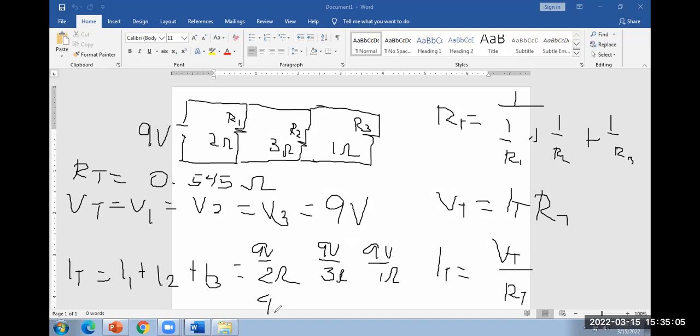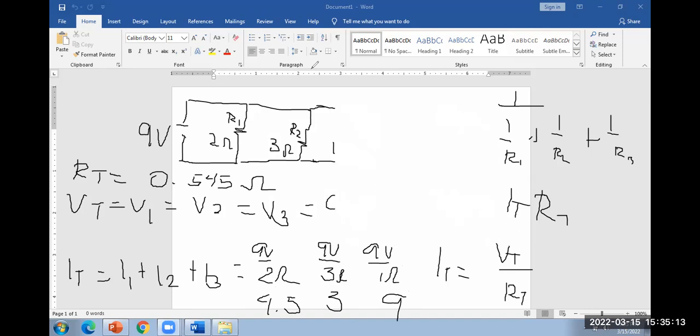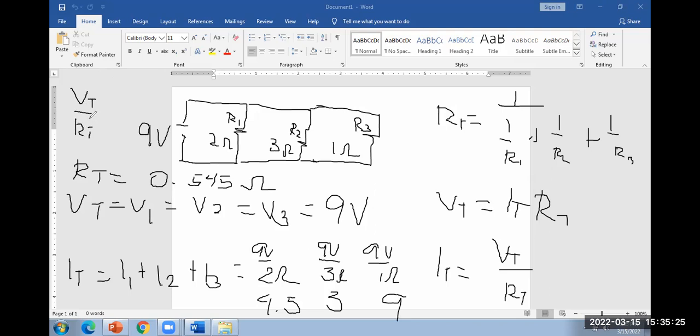So this is 4.5. Then this is equivalent to 3. This is equivalent to 9. So 4.5. So the total current is 16.5, which is VT over RT. So ayan naging 9 volts divide 0.54. So that is 16.6. So 4.5 plus 3 plus 9, that is 16.5 or 16.6. Okay? So yan po, kapag sa parallel.